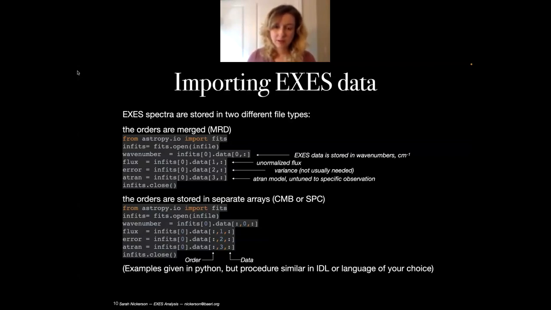So in these files, you'll get the wave number. EXES is stored in wave numbers. And then also an unnormalized flux. And you'll also get an ATRAM model that's not tuned to your specific observation. So this is an atmospheric model. And then you're also going to get the variance, which as an end user, you're probably not going to require at all. So you don't really need that one.